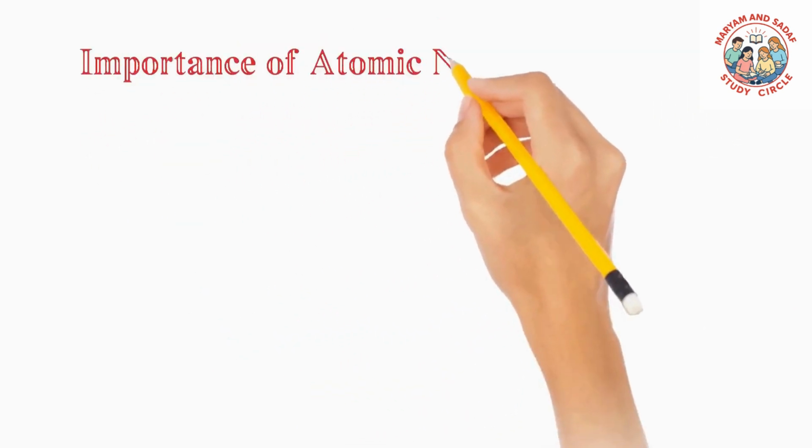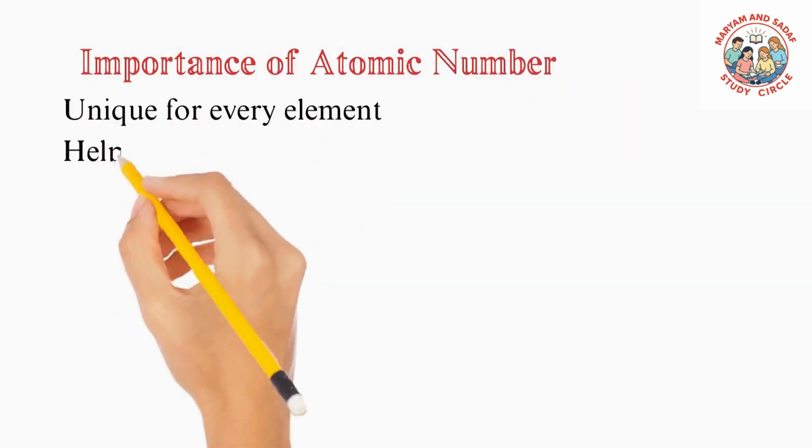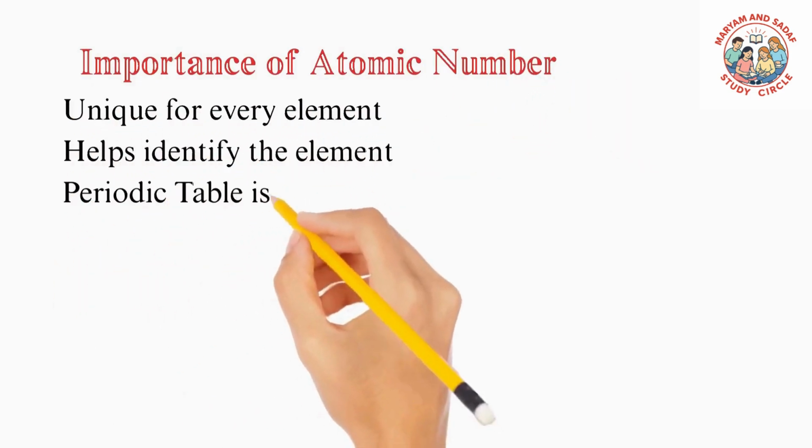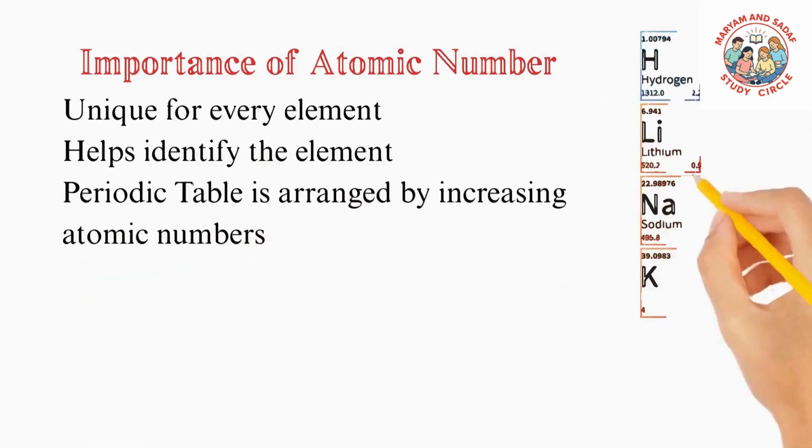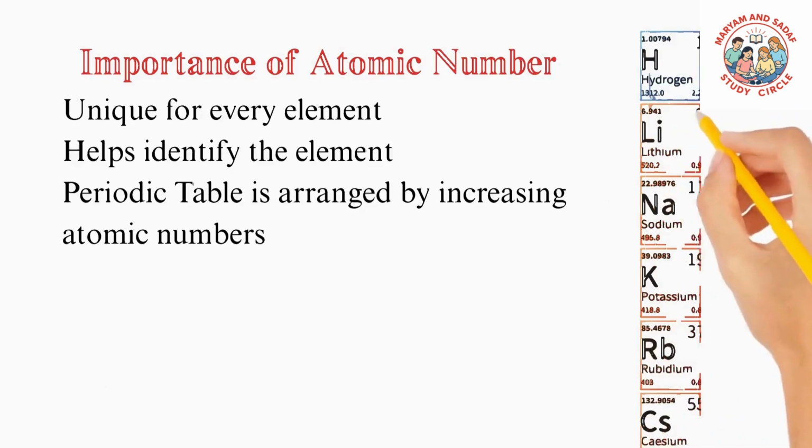Importance of atomic number: it is unique for every element and helps identify the element. The periodic table is arranged by increasing atomic number.